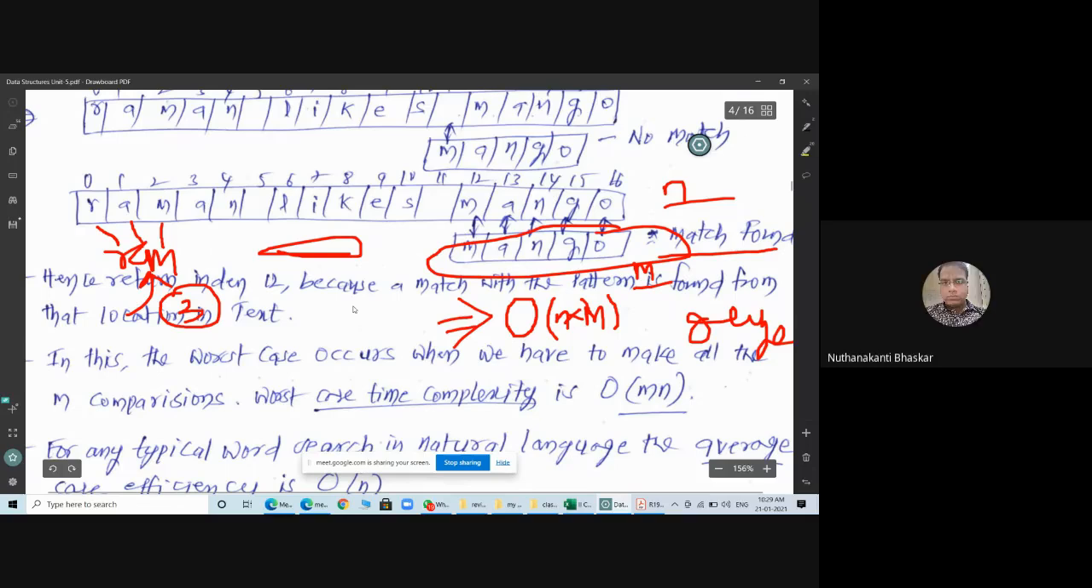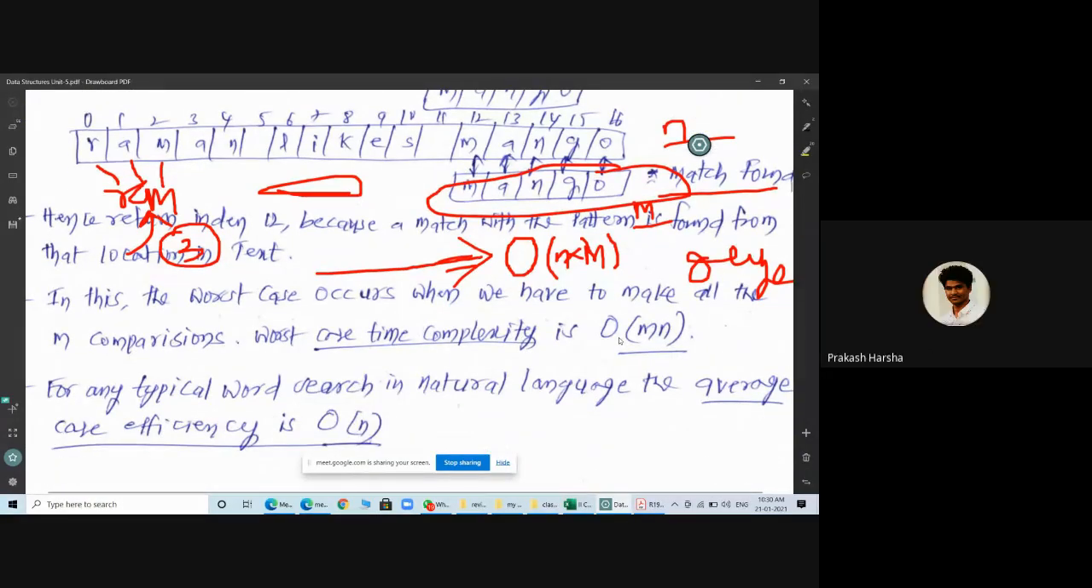So you must always consider only the worst case. That's why you take only big O notation. For any time complexity representation, you must take the big O notation only. Only the worst case you consider. If you consider the worst case, all the solutions will be covered. That's why the worst case time complexity of this brute force pattern matching algorithm is n into m or mn. Understood now?